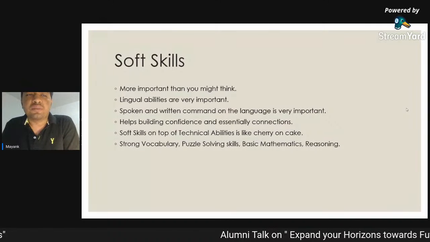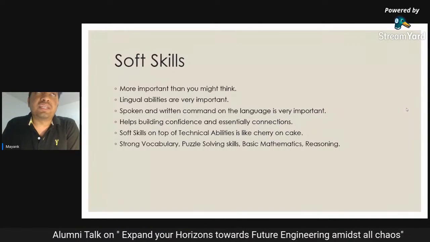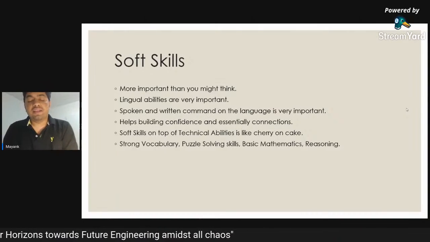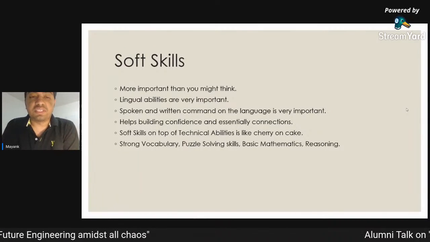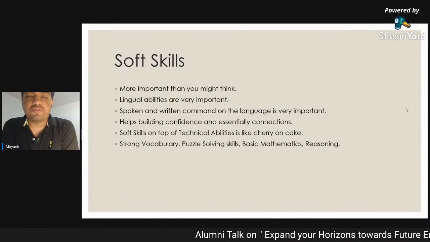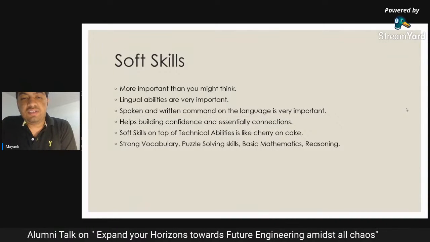And what are the important soft skills? Strong vocabulary, puzzle solving skill, basic mathematics and reasoning. And all these things will help you in clearing exams as well. Even in GATE, I think 15 marks are there for quantitative and qualitative aptitude. GRE is full of that.